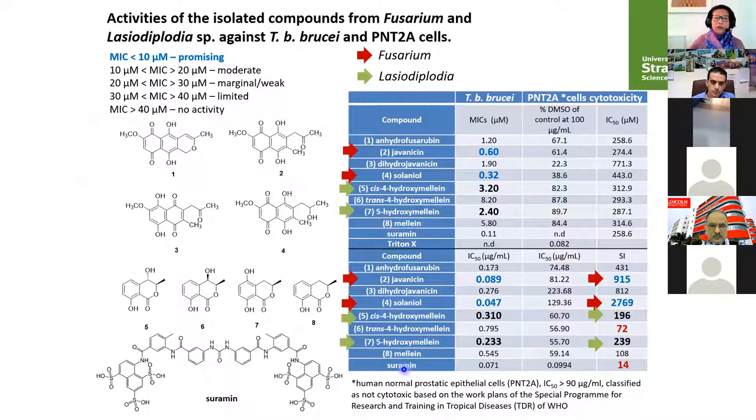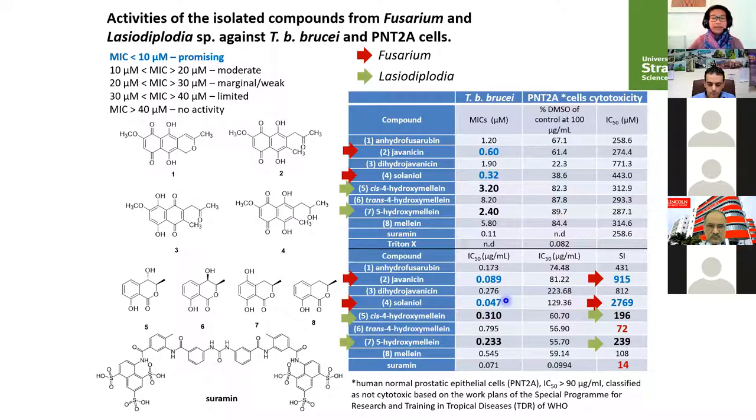So we compared the compounds with suramin. Suramin is the standard drug used against trypanosoma. It has an IC50 of 0.71. So most of the compounds are relatively comparable, but the best one is solaniol. So it was even more active than suramin. It has an IC50 of 0.047 microgram per mL.